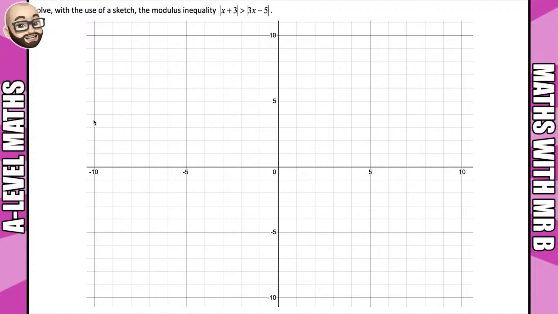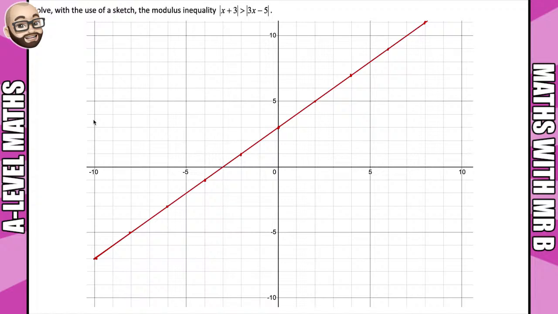So the first one is going to go through, if I just try and mark some key points on. This is the x + 3 graph. So it's going to go through positive 3 and it's going to have a gradient of 1. Let's try and draw that line now. There we go, that looks okay to me. So that's just y = x + 3. We'll cover the modulus part in a second.